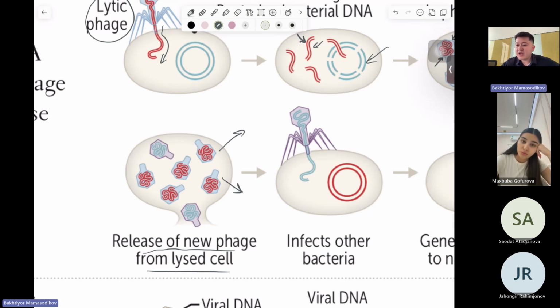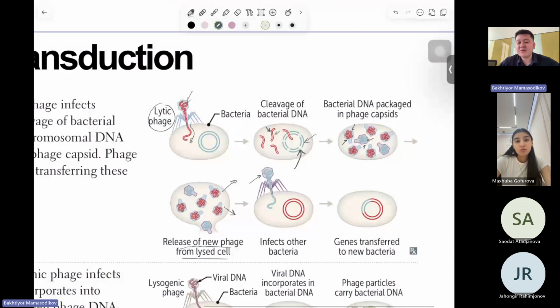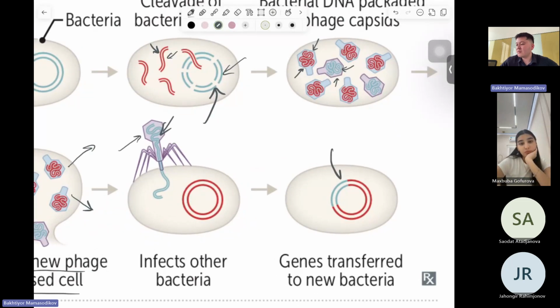But these phages infect another bacterium, injecting the wrong DNA. This is the bacteriophage, right? Inside of the bacteriophage, we have the DNA and the information from previous bacteria. This is the information from the previous bacteria, the bluish one here, injecting the wrong DNA. And now the new bacterium gets the foreign bacterial gene.